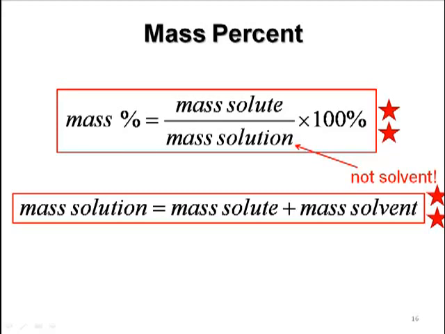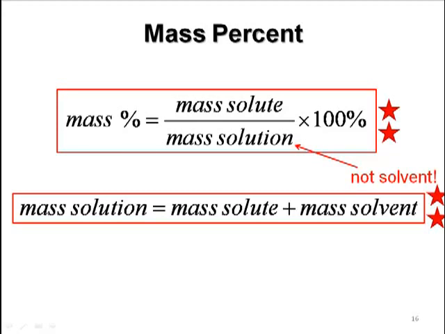What's the difference between mass solution and mass percent? Mass percent, this is a way to calculate it, and to get the mass of the solution, you have to add the solute plus the solvent to get that. I'm guessing it's more likely to use it. Why you would use it?